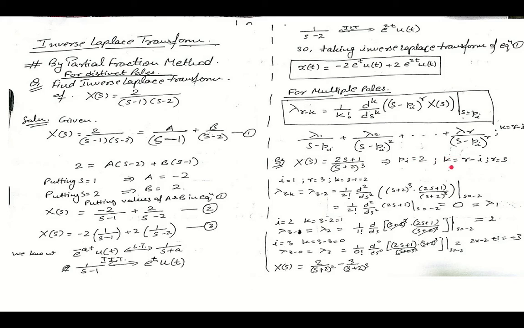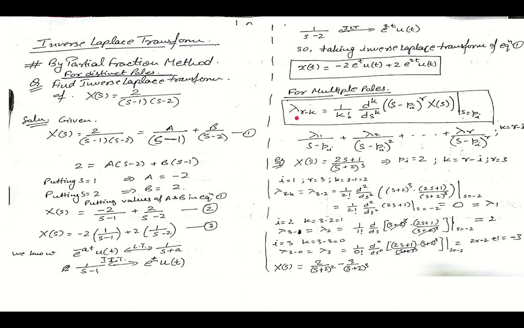Now, k is equal to r minus i. The k that is given over here is represented by r minus i, where r is the order of the poles, that is 3. So r is 3. i is the value which we will be changing, and it will range from 1 to 3. So subsequently, firstly we will be putting i is equal to 1, then i is equal to 2, then i is equal to 3 to get the values of lambda 1, lambda 2 and lambda 3.